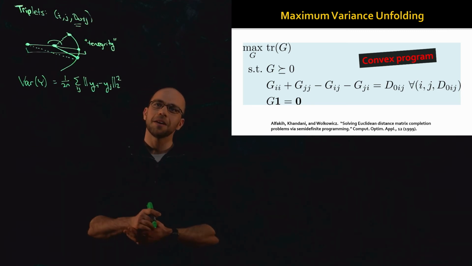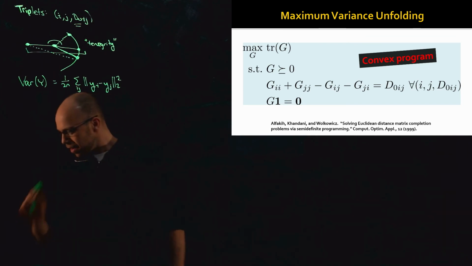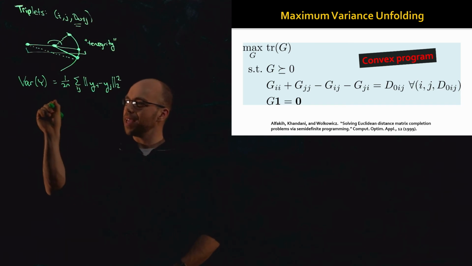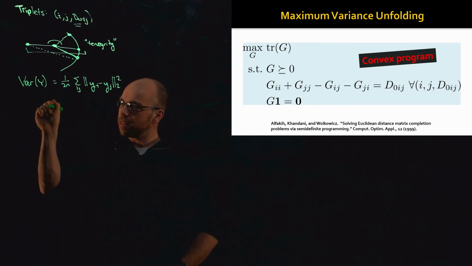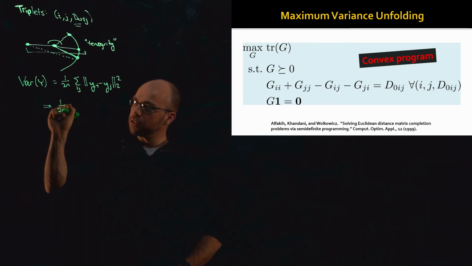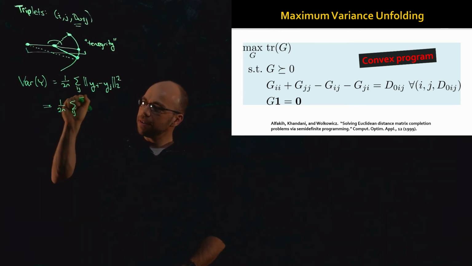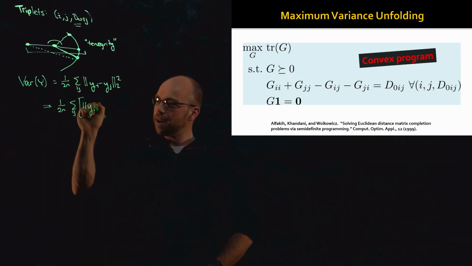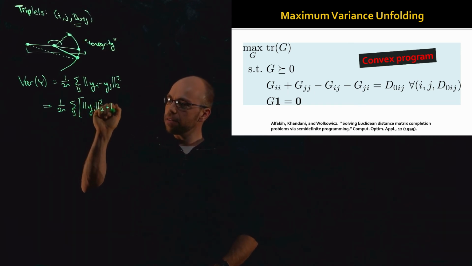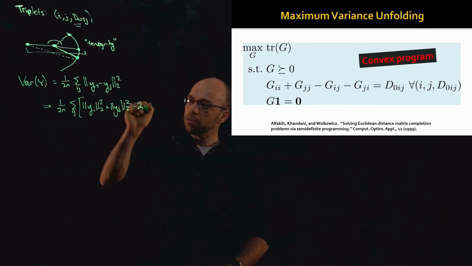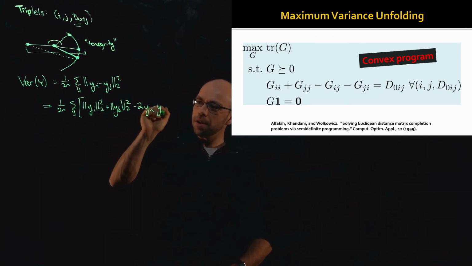Okay, so now we're going to do a little bit of algebra. In particular, we see a squared expression, so we can't help but expand the square here and say, okay, well, this is equal to 1 over 2n, the sum over ij. How many times have I written this in this class? The norm of yi squared plus the norm of yj squared minus 2 yi dot product yj, of course.